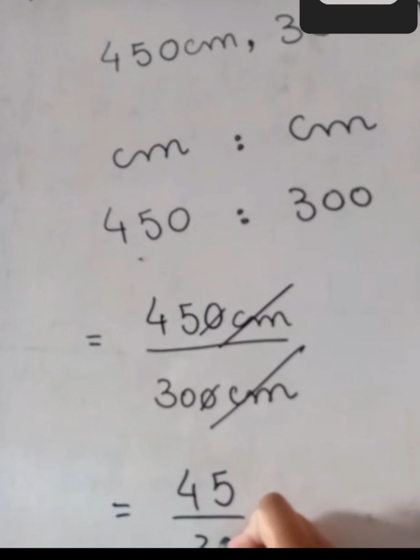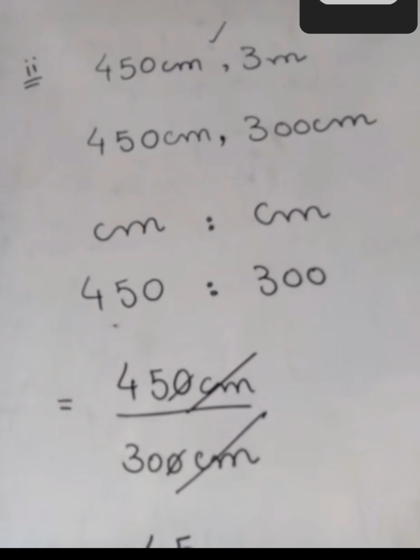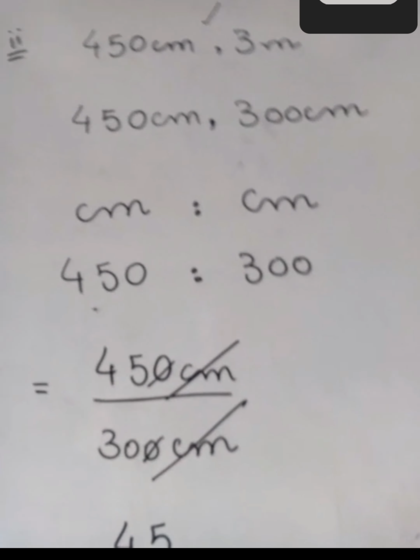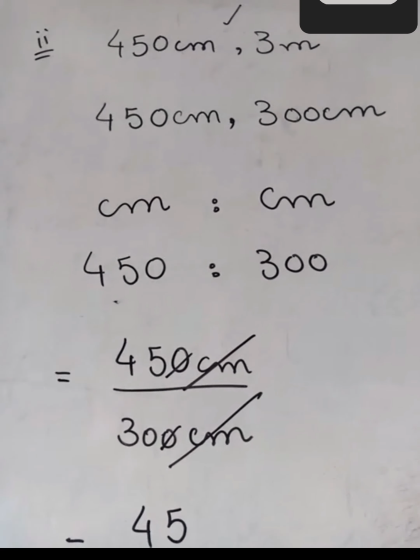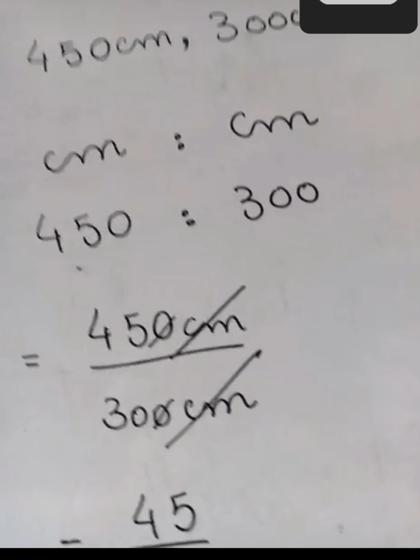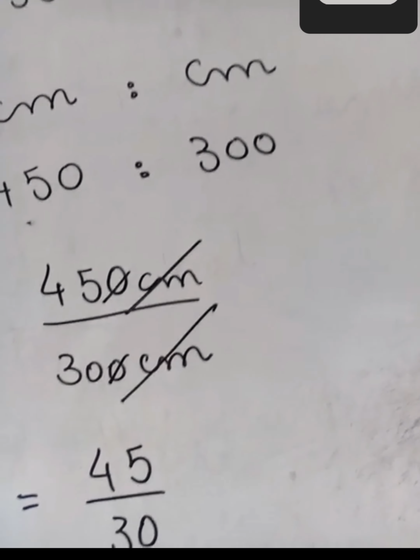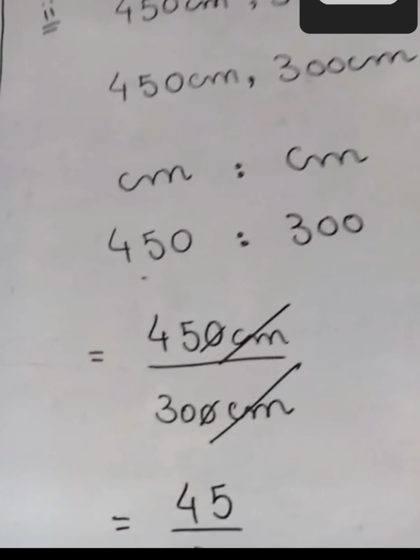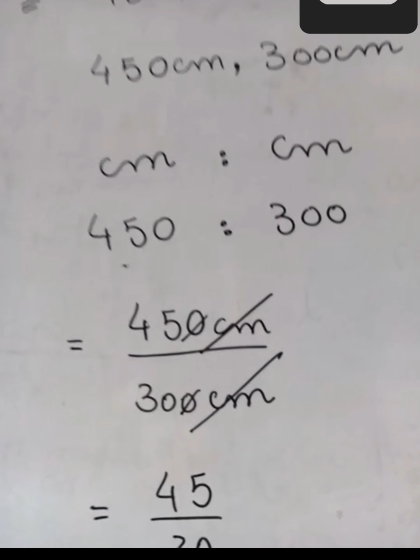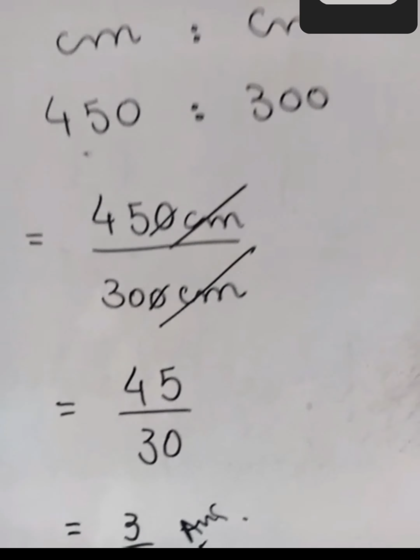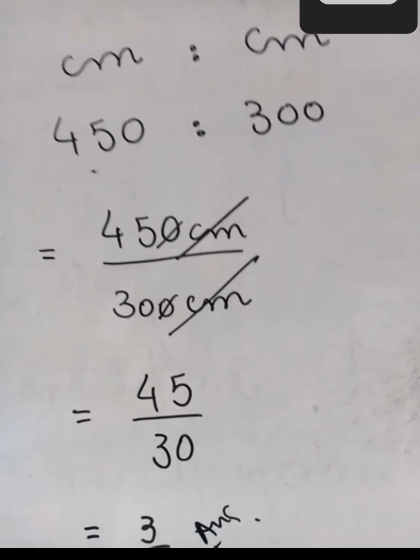45 divided by 30, what will it be? 3/2. 3 by 2, which is equal to 3 by 2. Okay, this is your answer in fraction form. And if you write it in the ratio form, what will it be? 3 ratio 2.